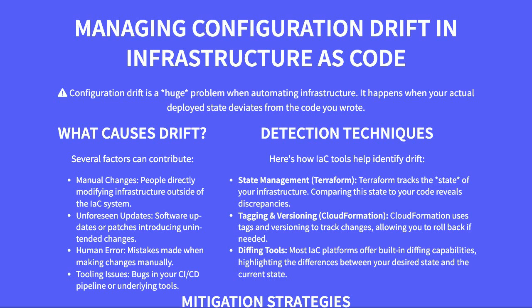But detection is just the first step. We need strategies to actually fix it. That includes things like creating automated remediation runbooks, using GitOps practices, treating our IaC code like any other application source code, and regularly auditing our infrastructure to ensure everything aligns with our defined state.